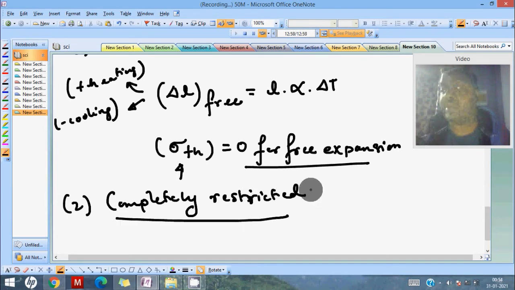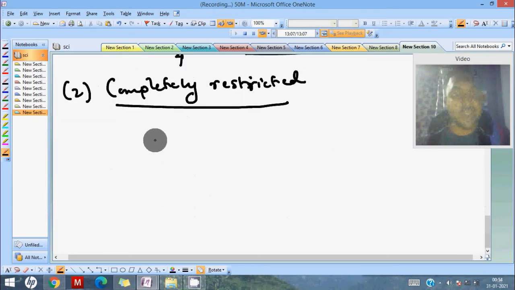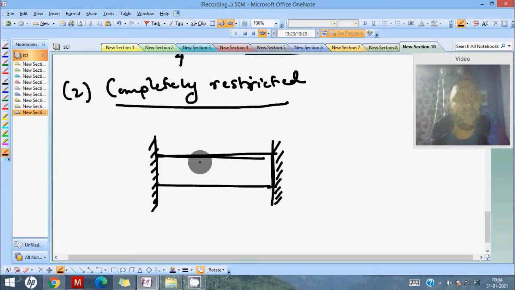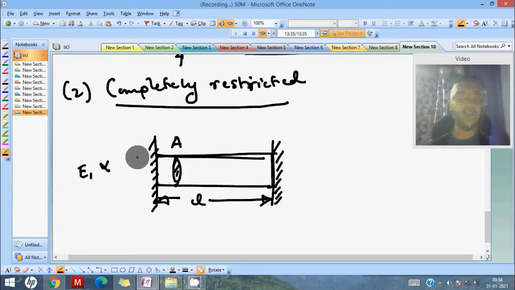Okay, now the second topic is completely restricted. What we have to do, see, we are changing the diagram a bit. We are taking the cantilever beam and we are putting a fixed support on the right-hand side. So now what is happening? There is this length L of the beam, and the cross section is the same as before, that is A, and its properties E and alpha are constant.